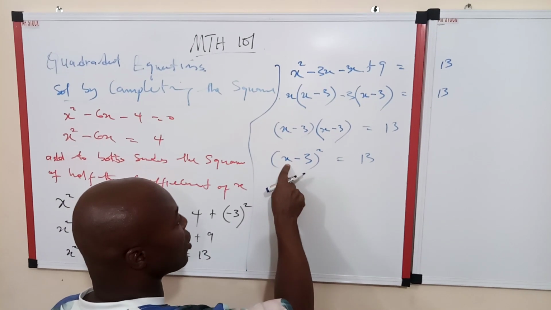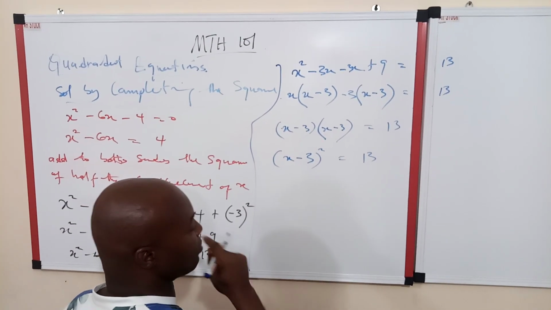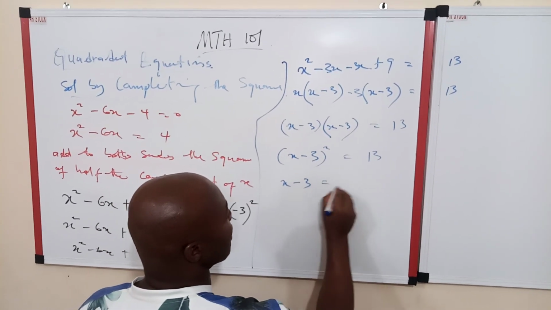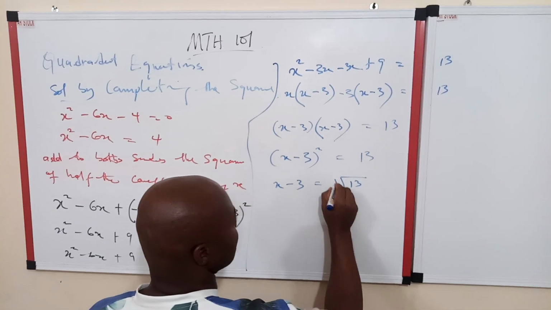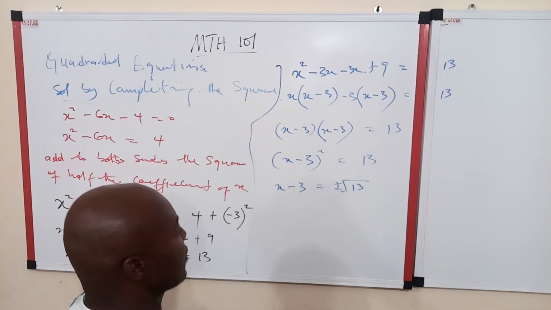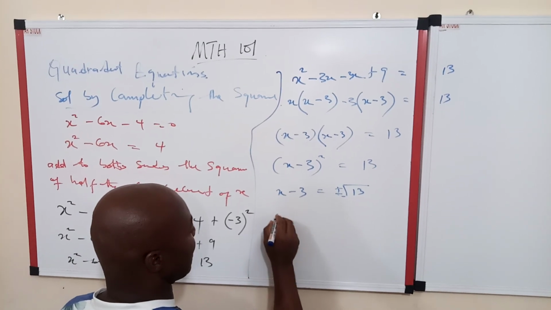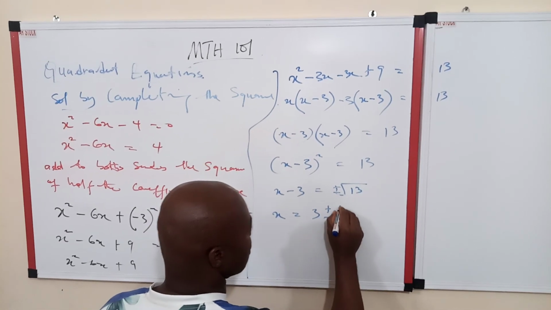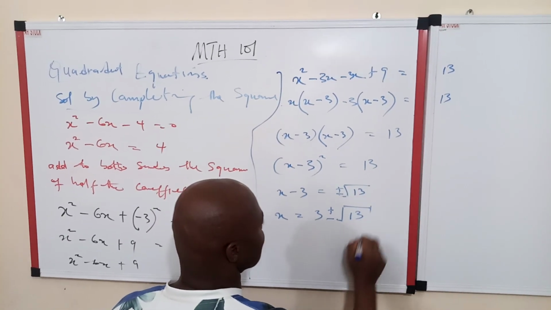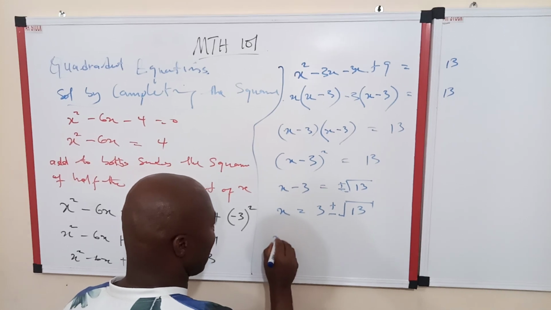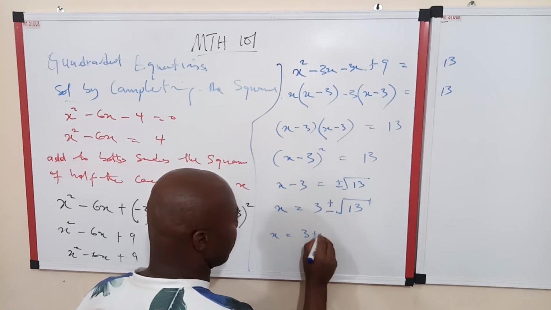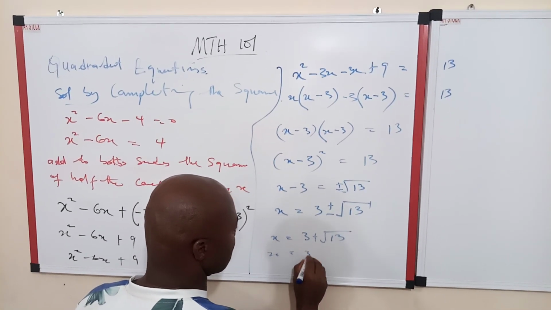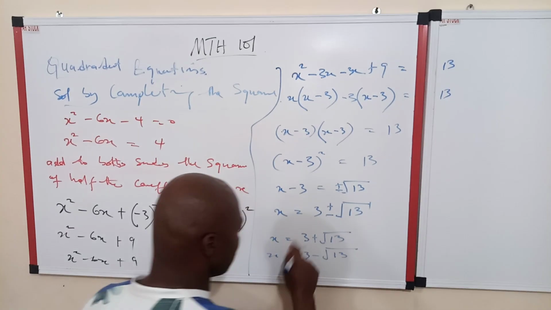Now our interest is, there is an unknown here, so to make this unknown the subject of the formula, what do we do? We square root both sides. When we do that, we're going to have x minus 3 equal to plus or minus the square root of 13. Now take this to the other side of the borderline, then we're going to have this becomes positive 3 plus or minus the square root of 13. So our answer is x is either equal to 3 plus the square root of 13, or x is equal to 3 minus the square root of 13. So these are the solution set.